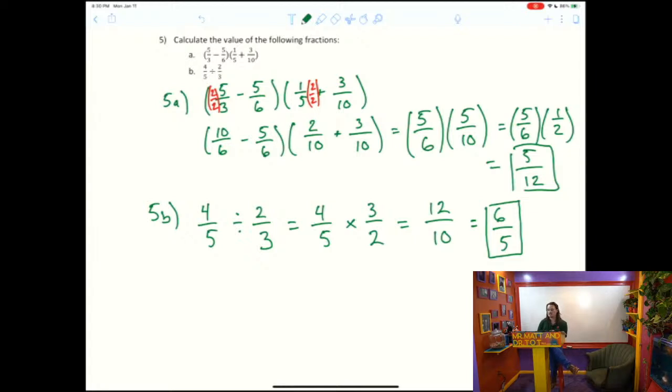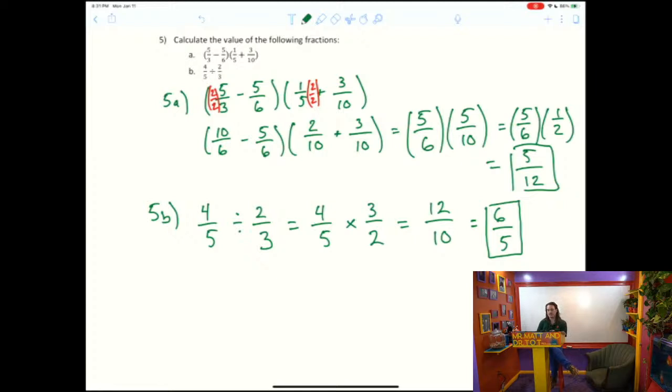So that's going to end up giving me 10/6 minus 5/6 times 2/10 plus 3/10. Simplifying within the parentheses, 10/6 minus 5/6, keep the denominators, subtract the numerators. 10 minus 5 is 5, so I'm going to have 5/6 times 5/10. I can simplify 5/10 though because they're both divisible by 5. 5/10 turns into 1/2. So this is the same thing as 5/6 times 1/2, which is going to give us 5/12.